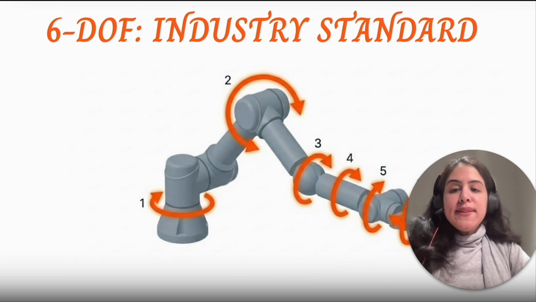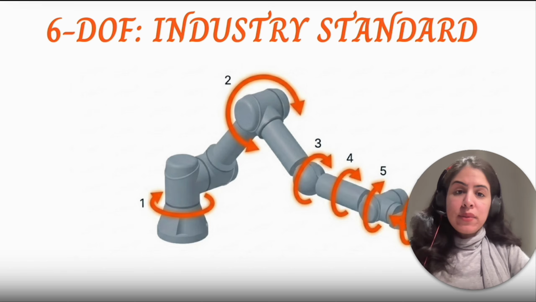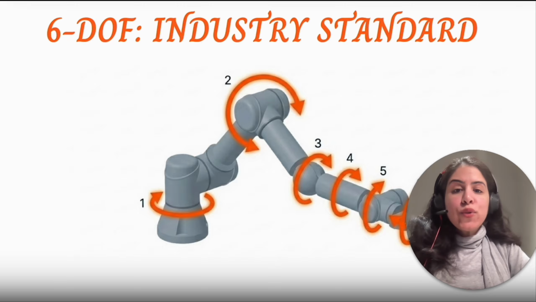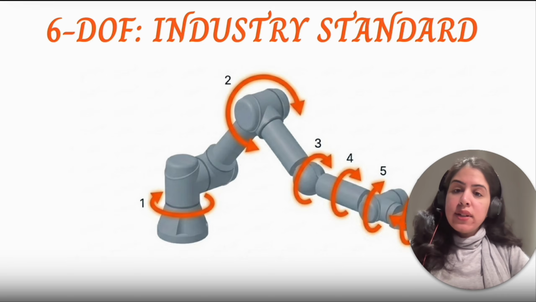Let's get into what this means for robotics. When you hear someone say 6 degrees of freedom for a robot arm, it means that the arm has 6 independent movements it can control. And that usually comes from the 6 joints. Each joint contributes motion, but only if that motion is independent of the others.